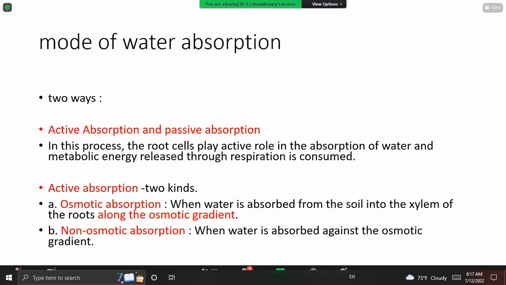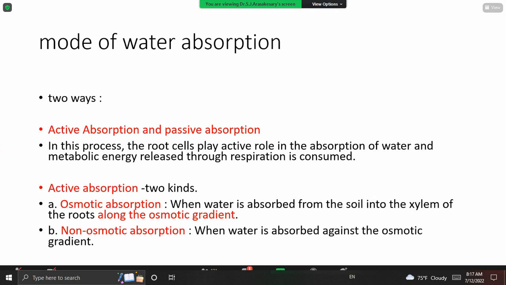There are two ways: active absorption and passive absorption. What do you mean by active and passive? Some students, some persons, some mother or father or children, they are so active like dogs. They will run here and there. That is active. If some people are very dormant, if they keep silent, we call them passive. He is not active. So the two ways the water is absorbed by the plants are active absorption and passive absorption.